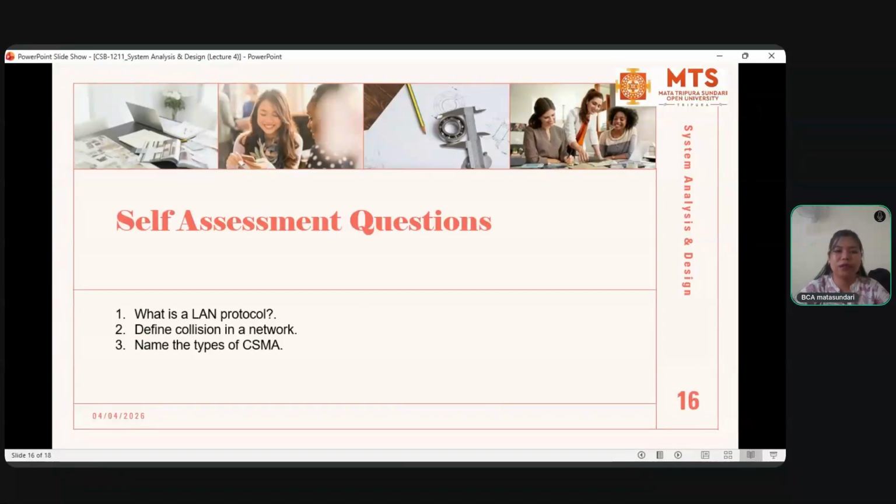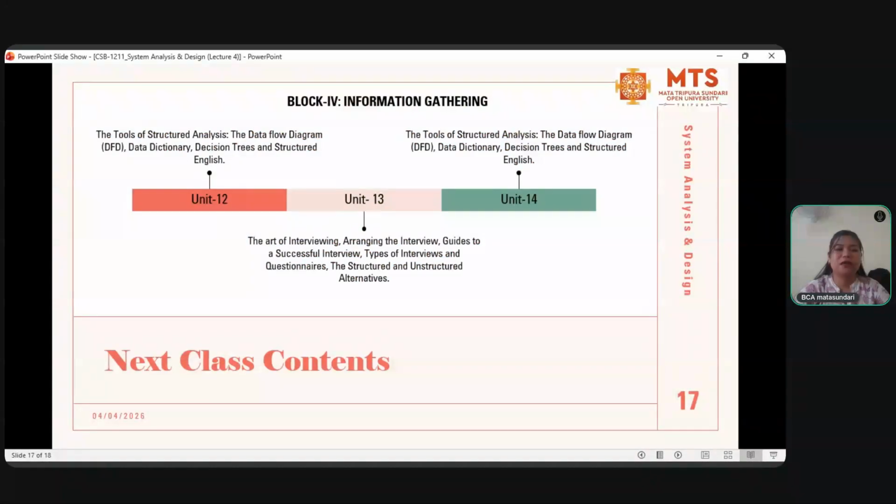Self-assessment questions. Next class will be covering units 12, 13 and 14.